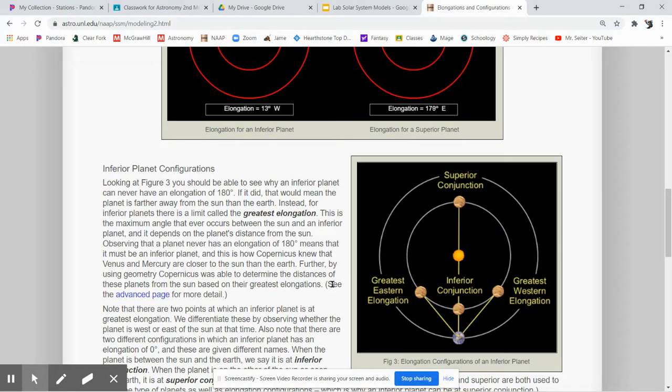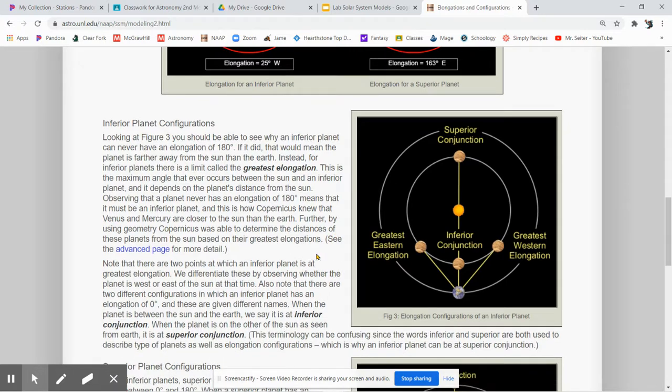All right. Inferior planet configurations. Looking at figure 3, you should be able to see why an inferior planet can never have an elongation of 180 degrees. If it did, that would mean that the planet is farther away from the sun than the Earth. Instead, for an inferior planet, there's a limit called the greatest elongation. This is the maximum angle that ever occurs between the sun and an inferior planet, and it depends on the planet's distance from the sun.